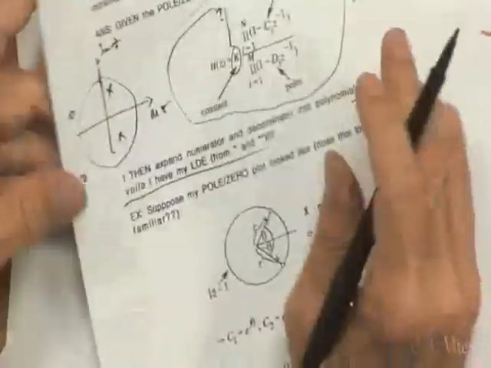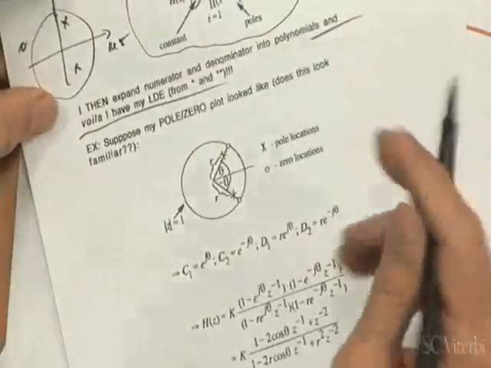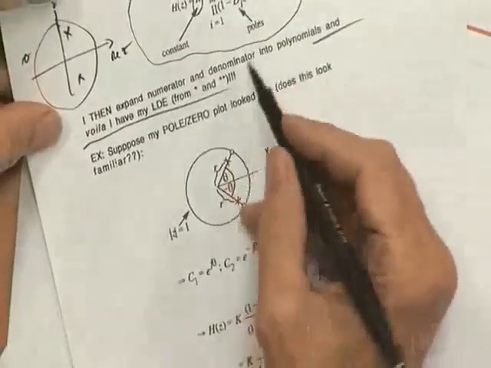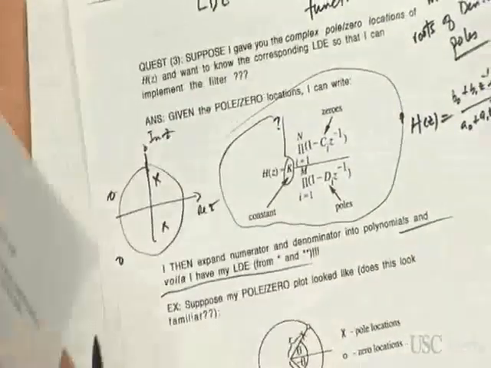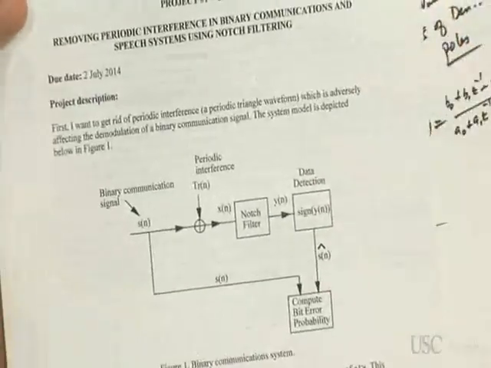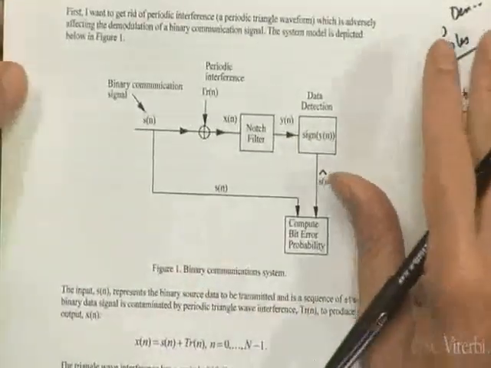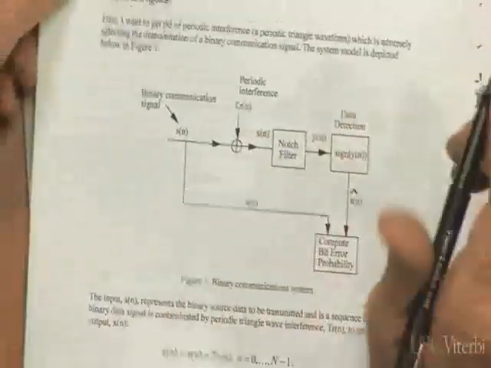Suppose I'm going to make life real simple for you here, my friends. Suppose my pole zero plot looked like this. Does this look familiar? Well, if you've downloaded the project, now I'm going to tell you the answer to the project, kind of. The project is actually a noise canceling project. This is as good a time as any to give you a high-level view of it.